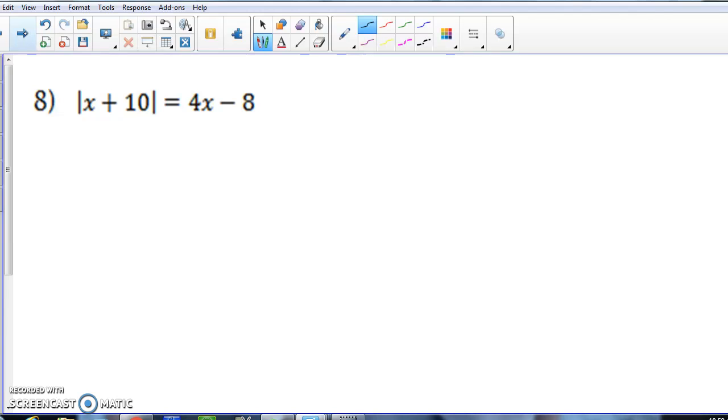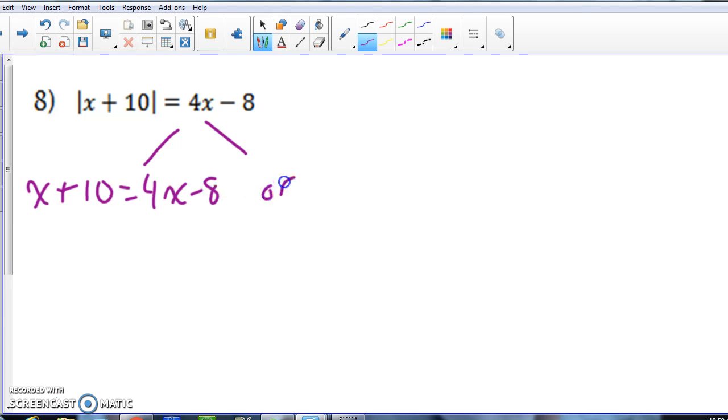What I want you to do is go ahead. The nice thing here is that absolute value is already by itself, so I'm at the point where I can consider my 2 cases. So either x plus 10 is equal to the quantity 4x minus 8, the version on the right-hand side, or x plus 10 is equal to 4x minus 8 spaces on the left.